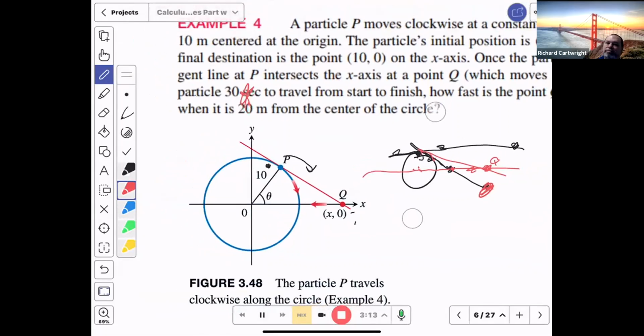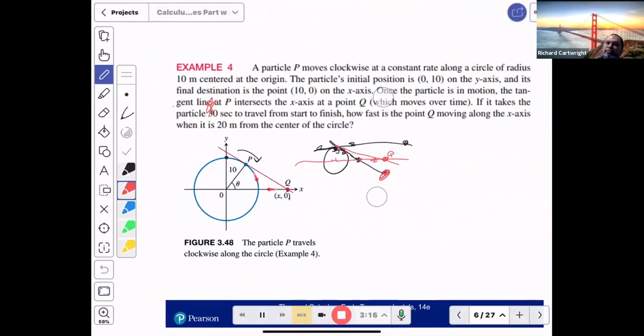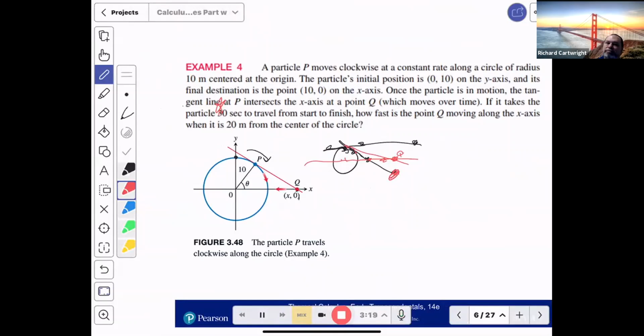So let's talk about what's happening here. It took me a while just to get that idea down. Particle P rotates clockwise at a constant rate. Okay, so we know it's rotating at a constant rate. When you hear about rotating, that's the change of the angle. There's an angle that it's rotating. Like I rotate 5 degrees, I rotate 10 degrees, whatever. So it's a constant rate. And that means as it goes around that circle, it's not speeding up or slowing down. It's just going around at a constant rate.